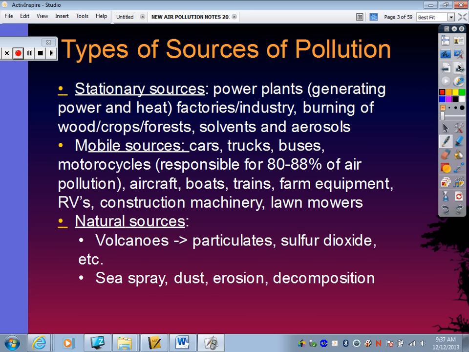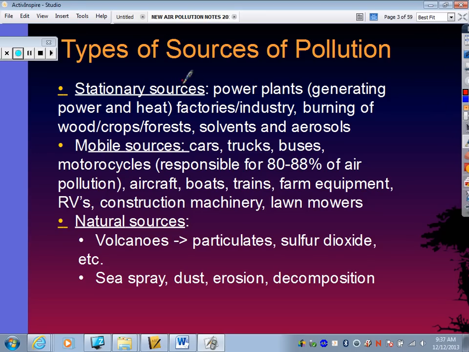Okay, different sources of pollution. You can have what we consider stationary sources. Those are going to be things that don't move. A lot of pollution comes from power plants that are used to generate heat and power. Factories and industry, especially in commercial industries and purposes. Burning of any sort of plant material, and really the burning of anything, incineration of anything, because we'll talk about incineration of trash later. That gives off a lot of pollution as well.